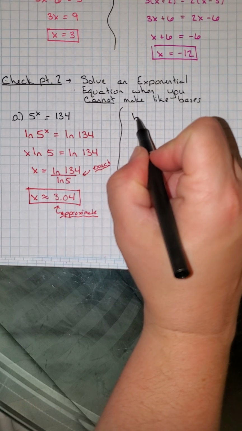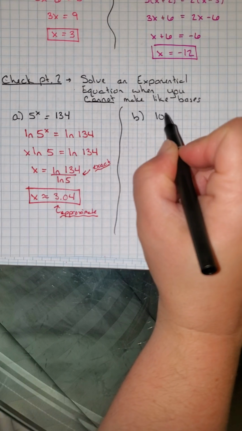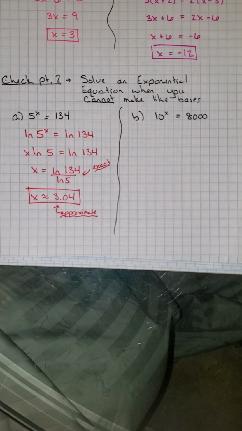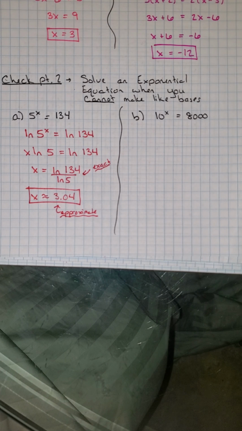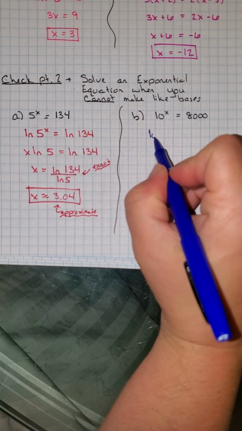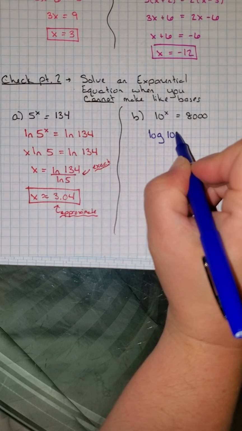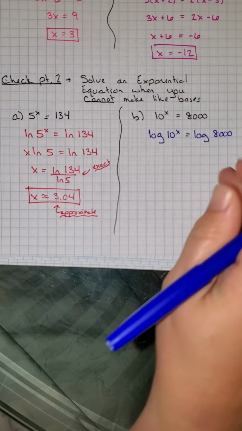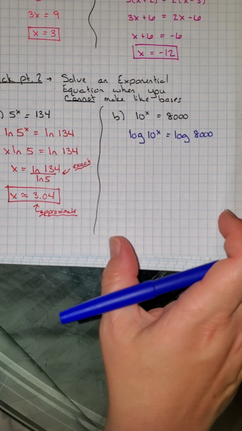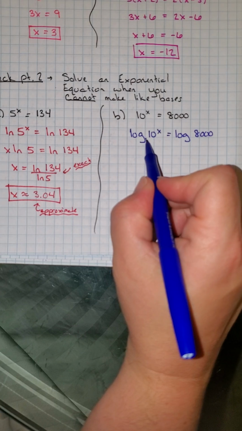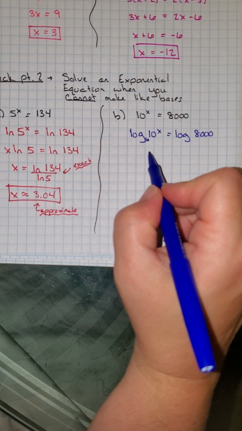All right, for B, it has 10 to the x equals 8,000. Now here's the thing about a base of 10. Base of 10 is your common logs. So I would use common logs for this instead of natural logs because you can do a little shortcut. So you have the log of 10 to the x equals the log of 8,000. And the log of 10 to the x, that's 10 to what power is 10 to the x? So really that's just x.